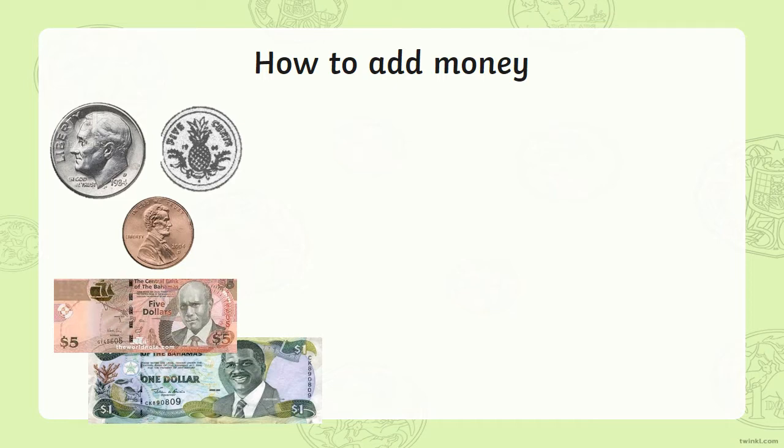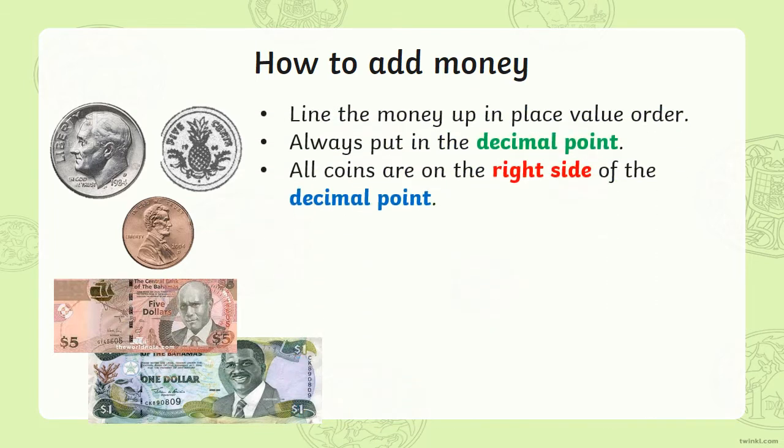So remember, we always put the large value at the top and the lesser value to the bottom. But the first thing we want to do is to line the money up in place value order. You have to remember that. Always put in your decimal point. You cannot forget that. All coins are on the right side of the decimal point. You must do that. Let's see how that is lined up.